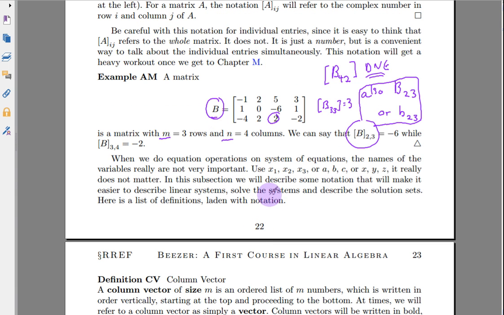All right, so in the future, when we write equations, we're not going to write the variables. We're just going to write the coefficients of the equations in a matrix form, as you'll see in a moment.